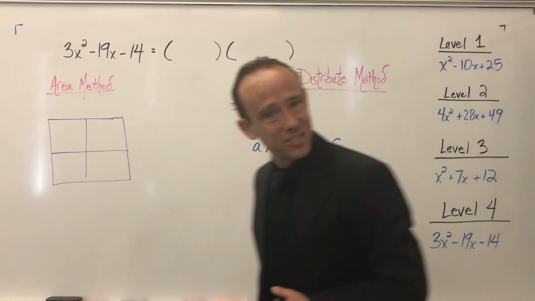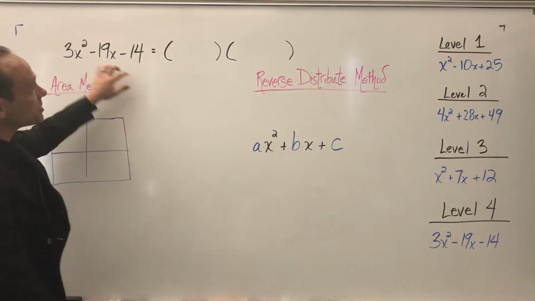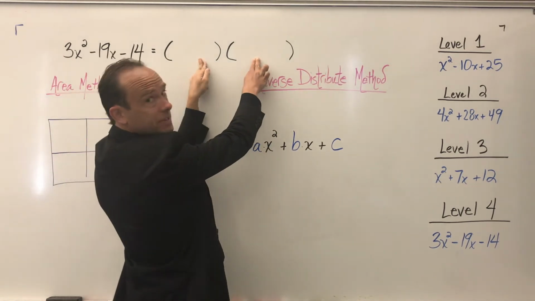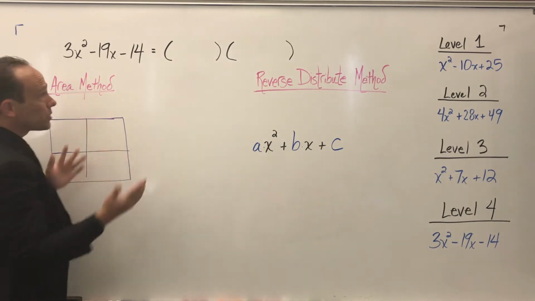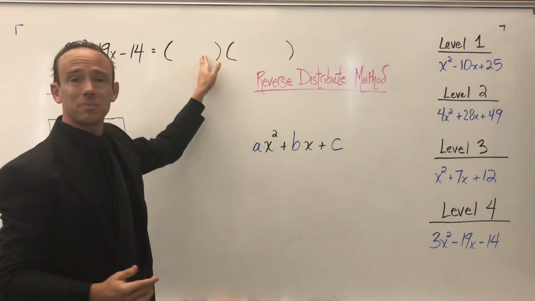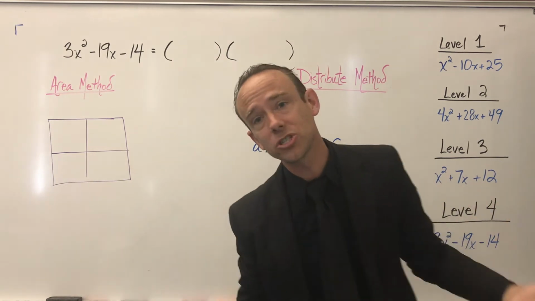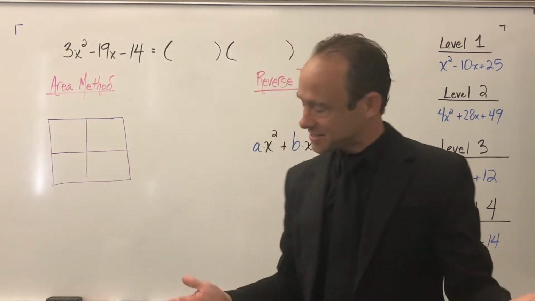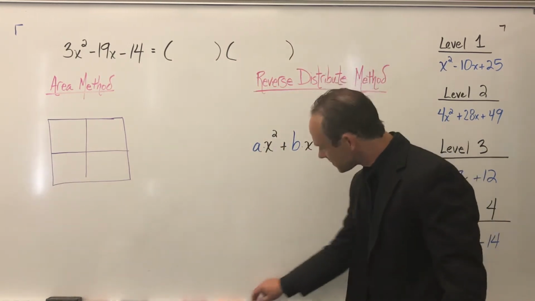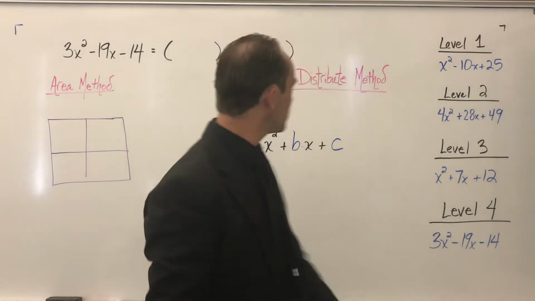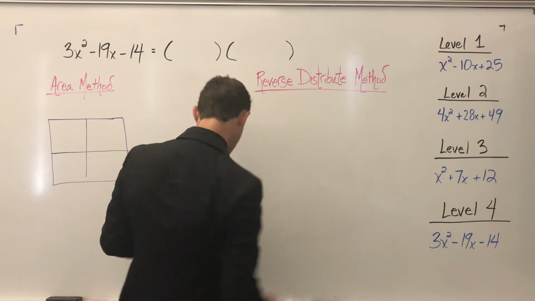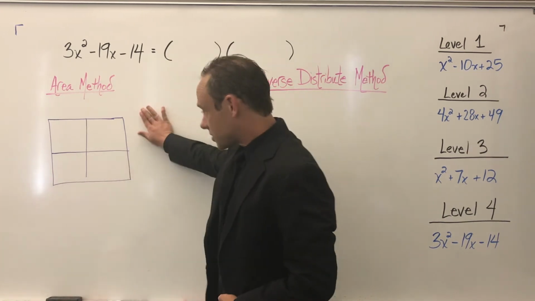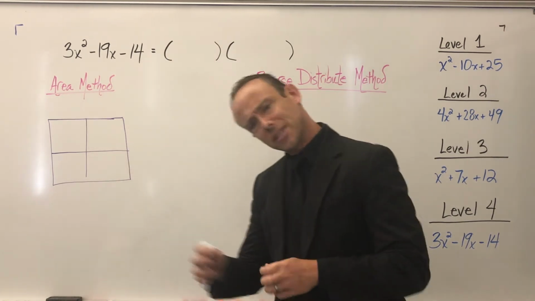Let me remind you a little bit about that, right? Because when it is square, we know that these two dimensions have to be the same. And that's helpful for us. With a rectangle, they don't have to be the same. And so it's a little bit more challenging because there's more options. All right. Well, enough said. Let's get to it. I'm going to again show two methods. Reverse distribute and area. And we'll start here with the area method. All right, so let's go get it.